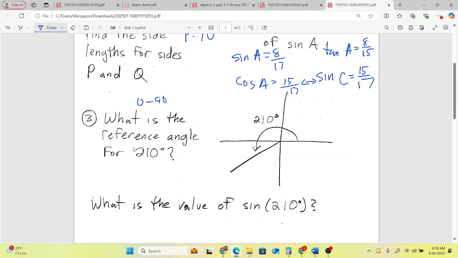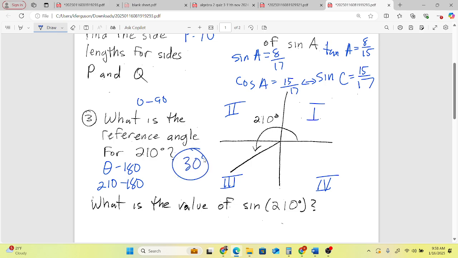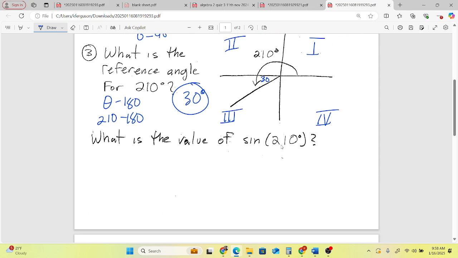So anyway, 210, what quadrant is it in? First, second. It's in the third quadrant. The third quadrant says theta minus 180. So that's 210 minus 180. So the reference angle is 30 degrees. This little piece right here would be 30. Now, next is, what is the value of sine of 210?